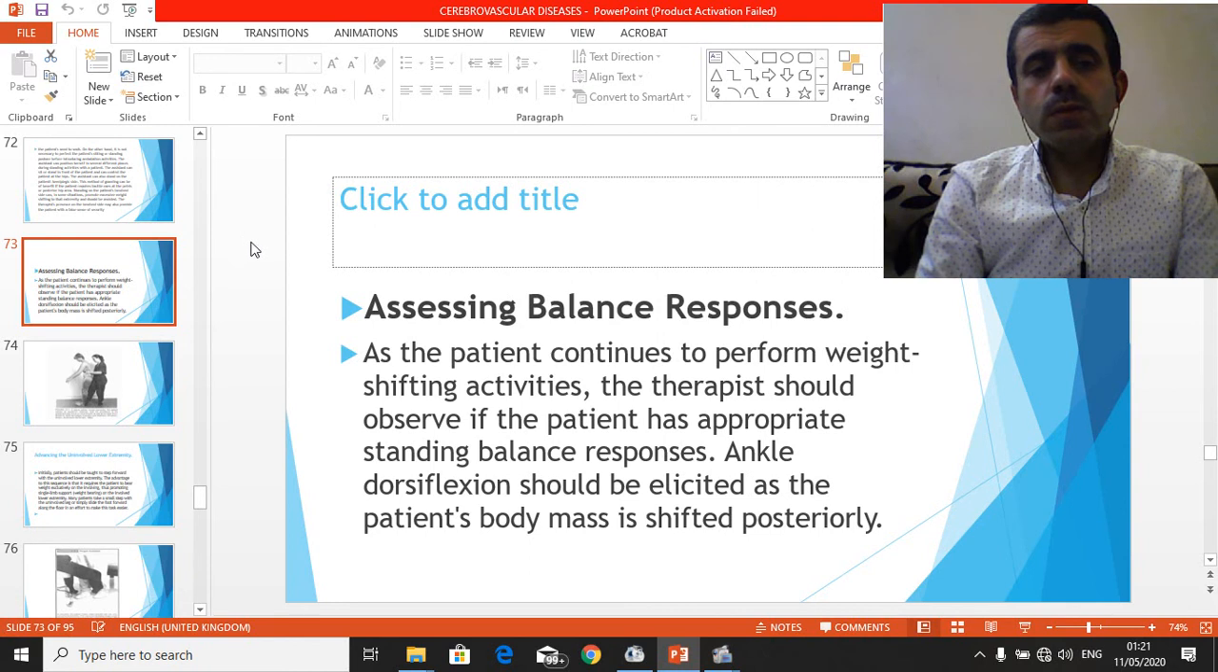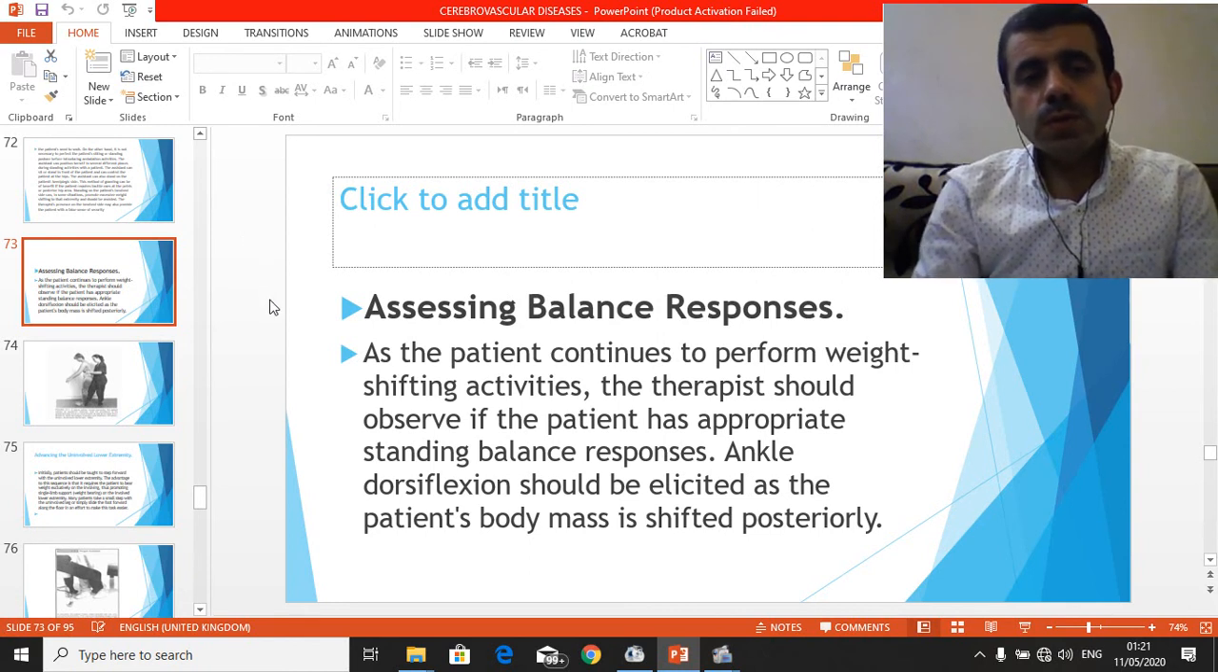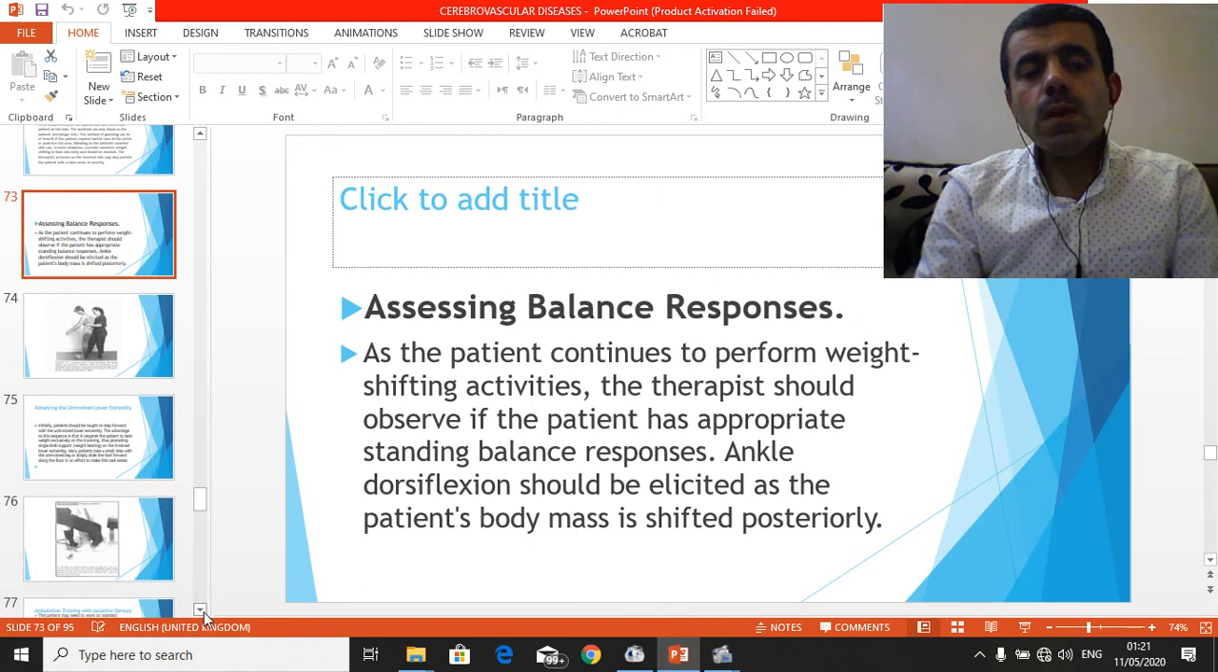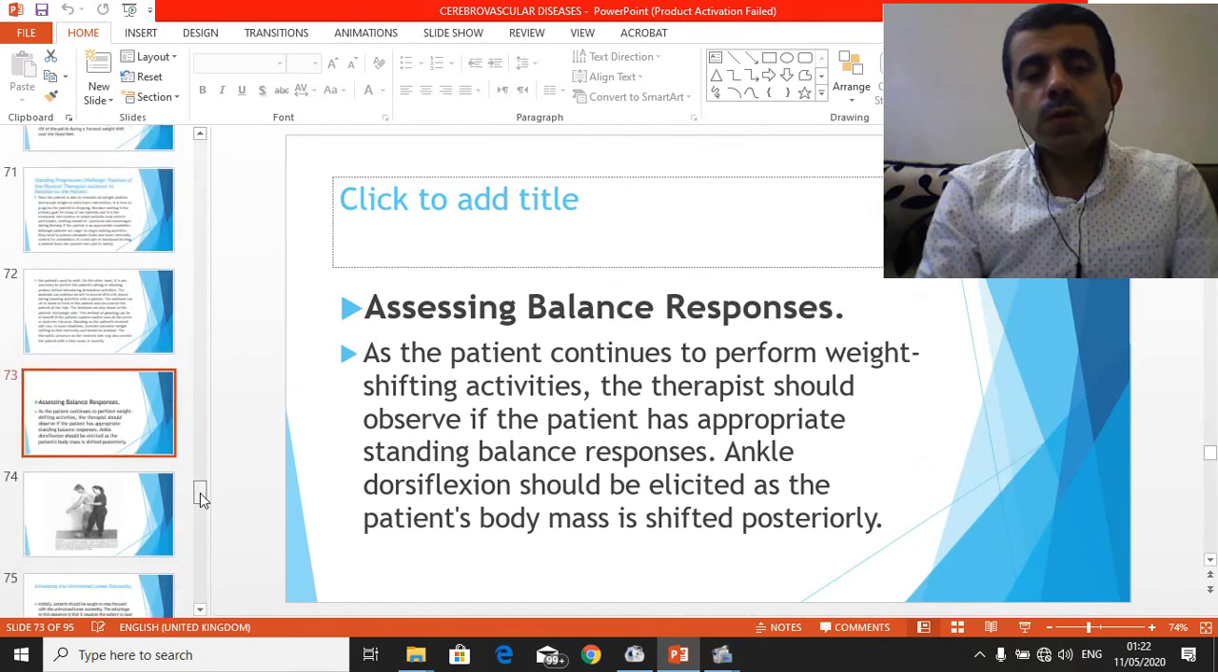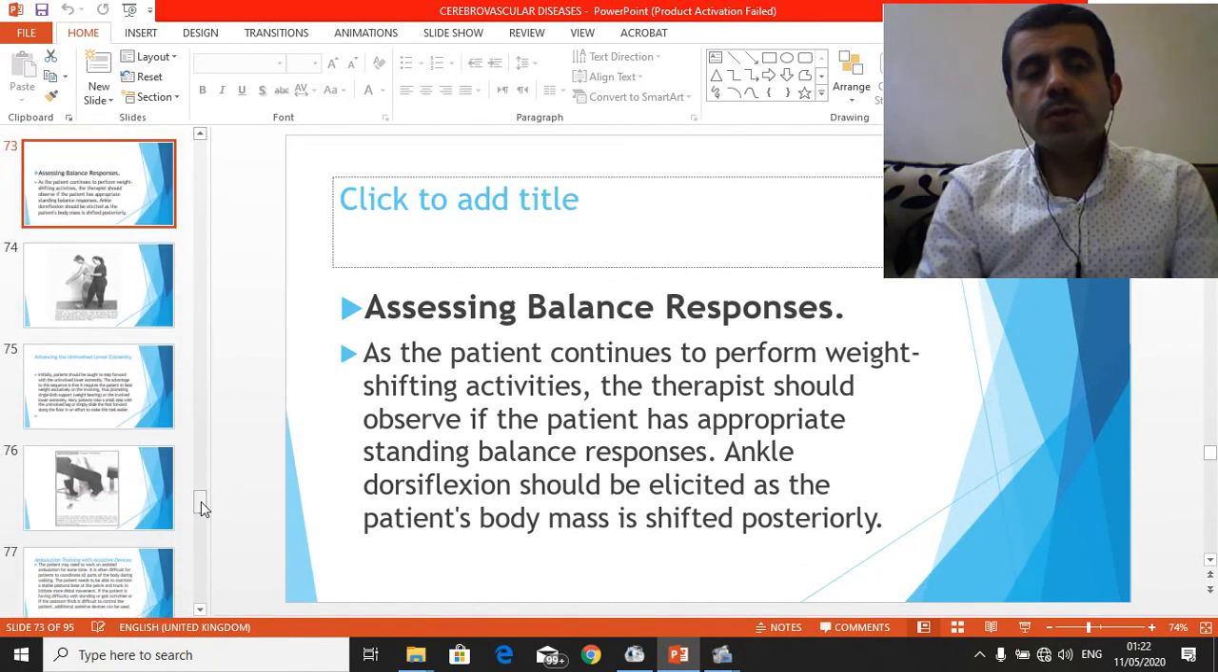I want to tell you that today we will continue our talk about physiotherapy and advancing, working on the patients with the stroke.